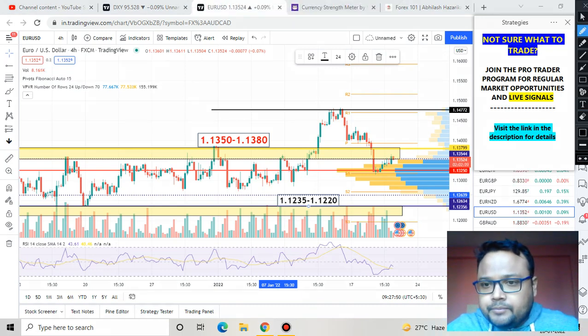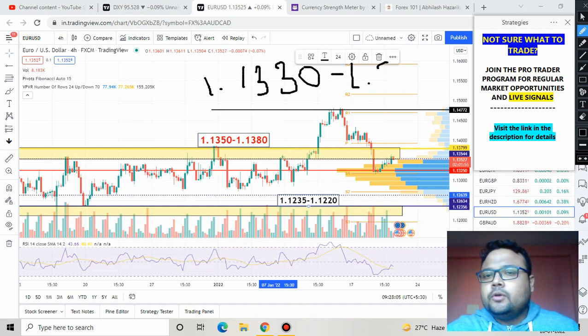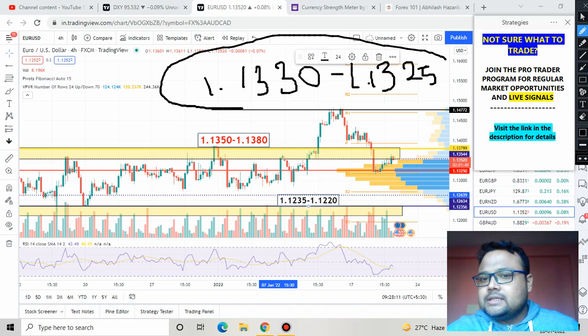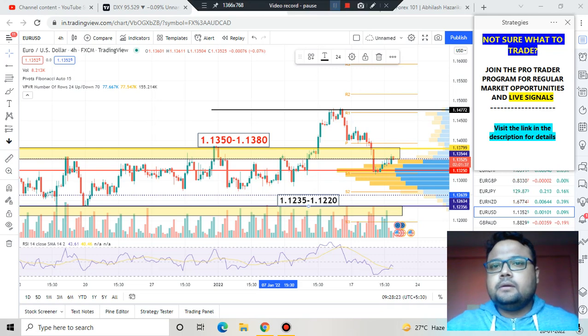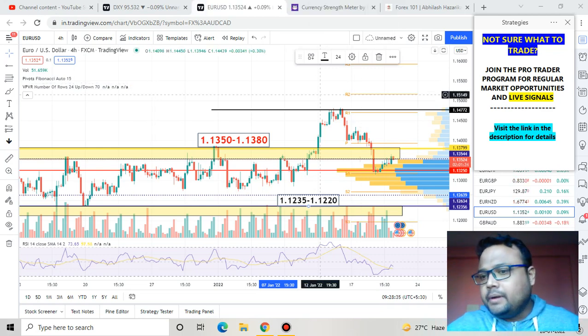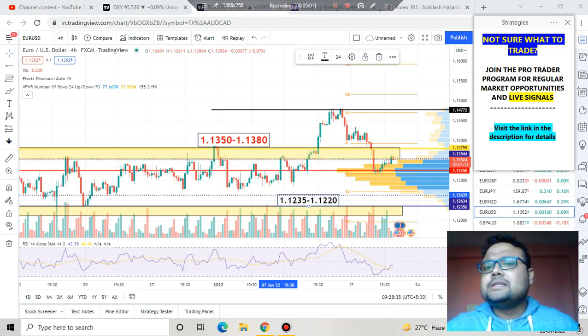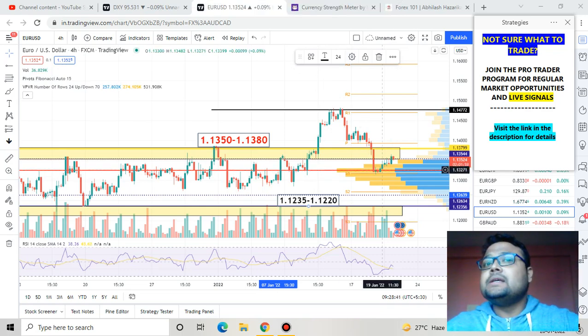See, this is a volume profile here. You can see that if it goes down, the biggest support, I think, will be at 1.1330 to 1.1325. This level has witnessed the highest volume, so it will be acting as the support here. So do not expect a big candle as of now. Until and unless some huge event comes up, do not expect any big movement in the market. Under normal circumstances, this level will be acting as a support for the market.